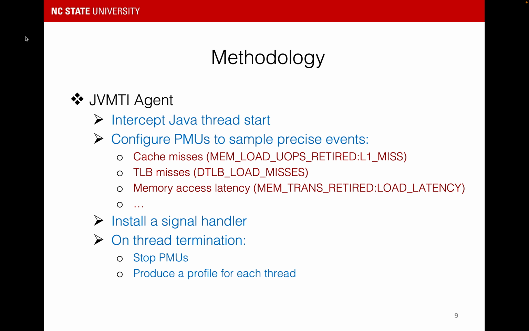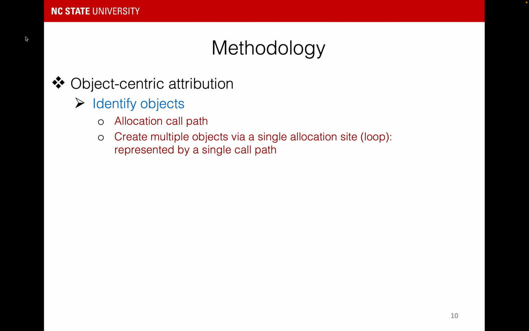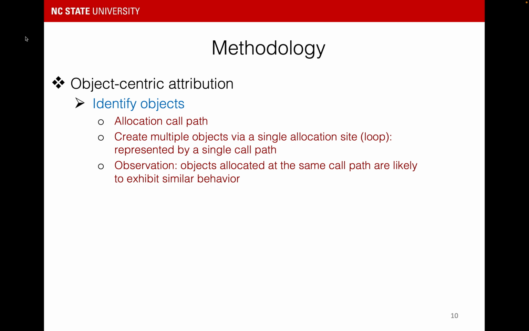Here's how DJXPerf identifies objects. How to represent an object to a developer is a challenging question. We use the allocation call paths to identify different objects. An application can create multiple objects via a single allocation site, for example, in a loop. In our approach, all such objects are represented by a single call path, because different objects allocated at the same call path are likely to have similar behavior.